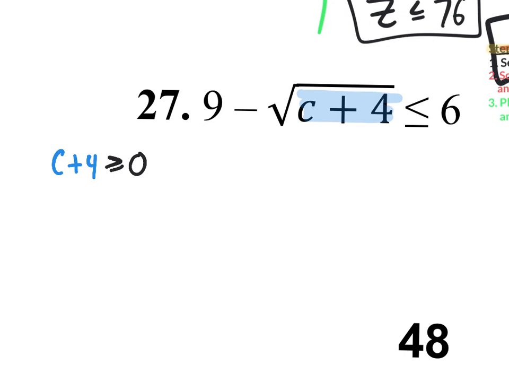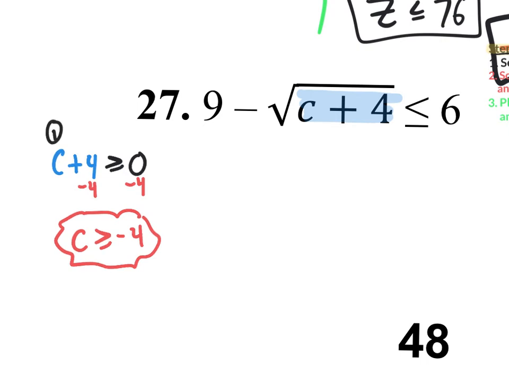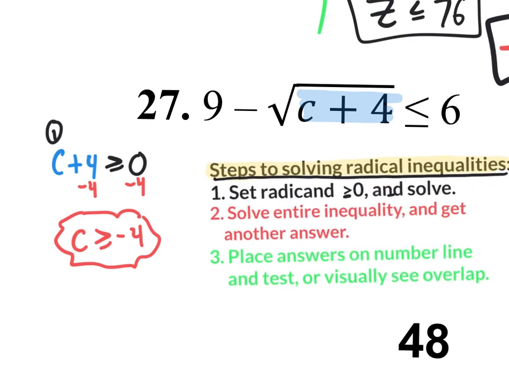This is step 1. We're going to subtract 4. We're going to get an answer. C is greater than or equal to -4. So we're going to put that on a number line in a while. Again, this was step 1. Let's go to step 2. Step 2, let me read it for you right here. Solve the entire inequality and get another answer.